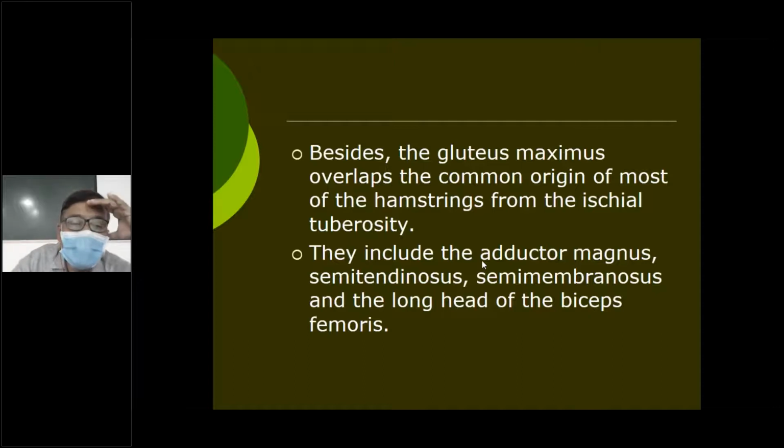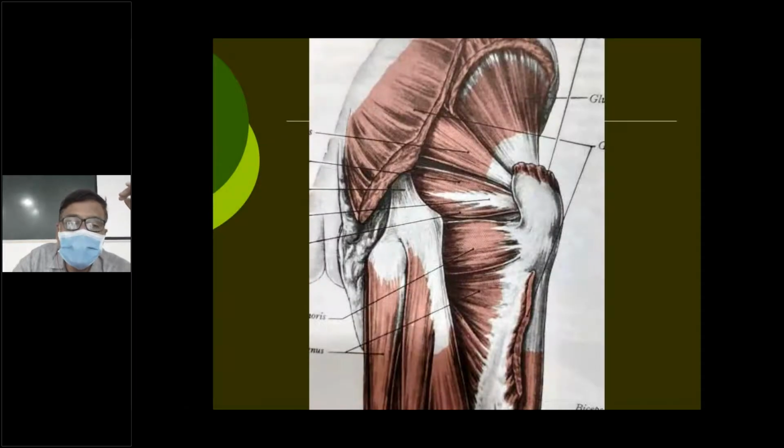So apart from them, gluteus maximus also overlaps the common origin of the hamstrings. The muscles on the back of the thigh are called hamstrings. They all have a common origin from the ischial tuberosity. Look at that. Now this is the ischial tuberosity here, and look at the muscles here. All these muscles are called hamstrings. Now they all arise from the ischial tuberosity.